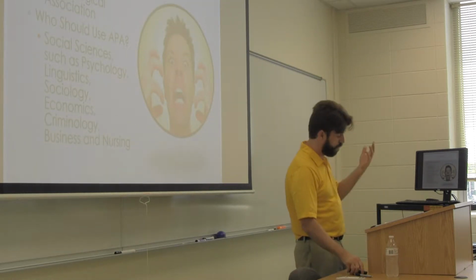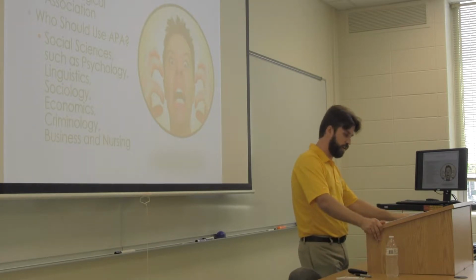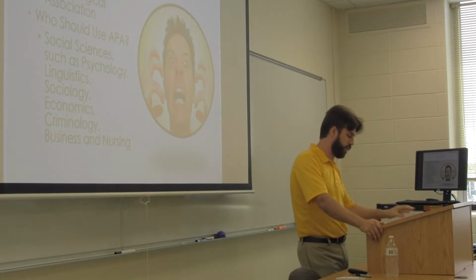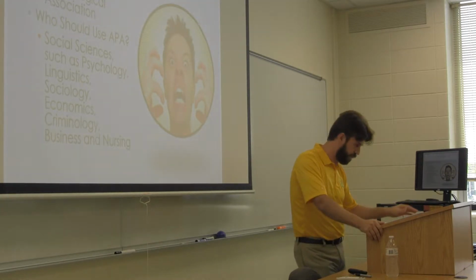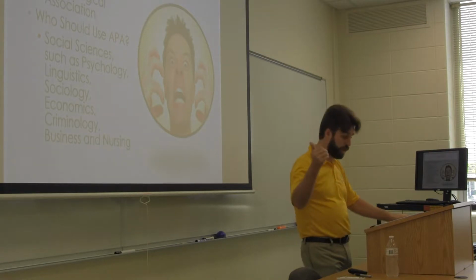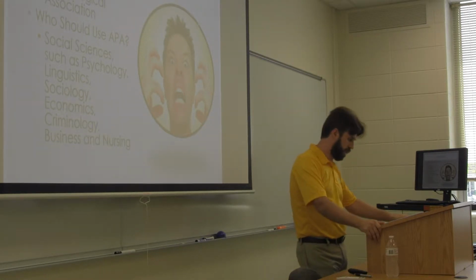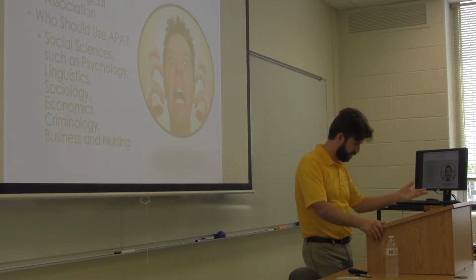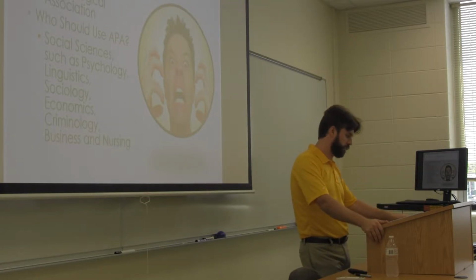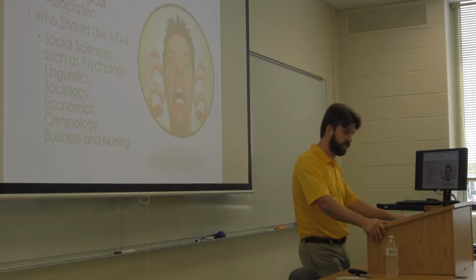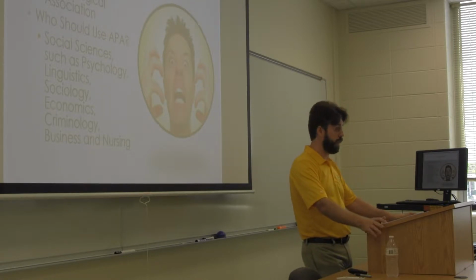So what is APA? Most of us have a little bit of an idea of what it is. It is the American Psychological Association. The fields that it primarily focuses on are the social sciences, like psychology, linguistics, sociology, economics, business, nursing, especially social work, that ties in with the social sciences. Social work is heavily APA.